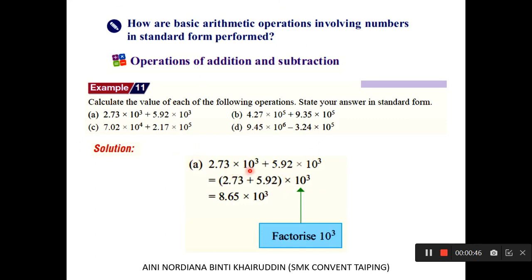So this is the solution for question A. 2.73 times 10 to the power of 3 plus 5.92 times 10 to the power of 3. Since both have equal powers, we just add the numbers in the bracket. When we add these two numbers, it becomes 8.65 times 10 to the power of 3. So this is already in standard form, so this is the final answer for this question. Have a look at question B.